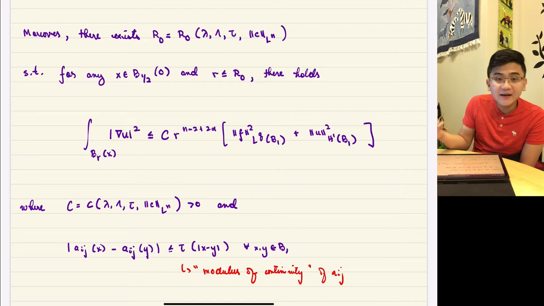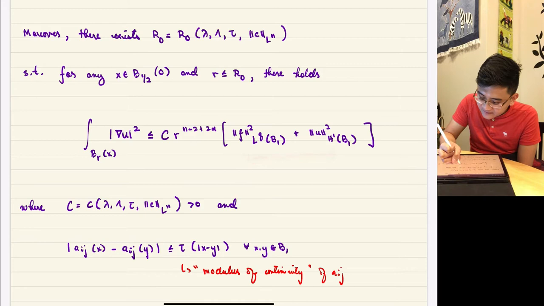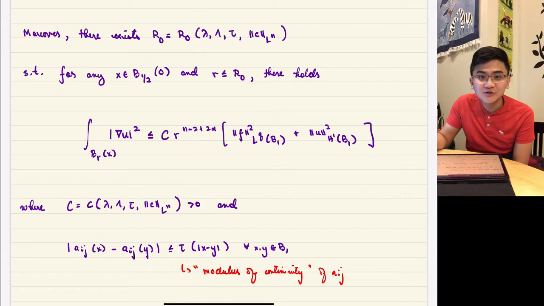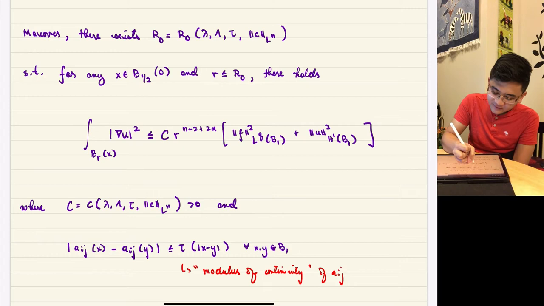So, the L2 norm of the gradient in this ball is controlled by, this is data, we have the H1 norm in the bigger ball, and we have here this factor of R, and this is actually important, we're going to talk about it later, on the next slide. So we have a bunch of constants times a factor of R raised to N minus 2 plus 2 alpha. Now, the constant here depends on the ellipticity constant, on C, and tau here can be interpreted as some kind of a modulus of continuity for A.